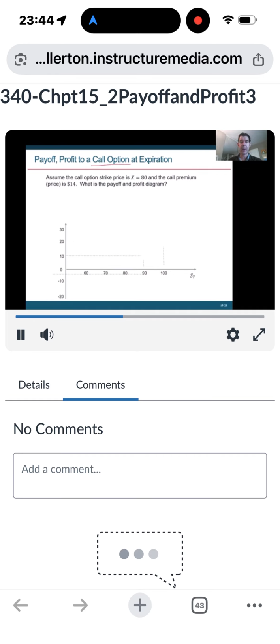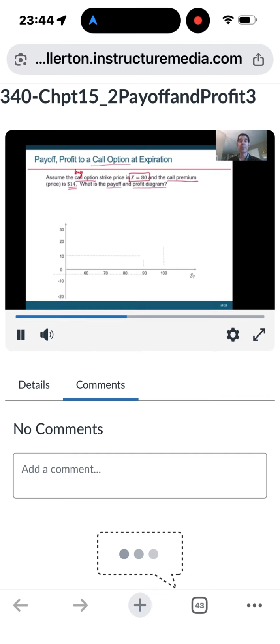And I want to calculate my payoff and my profit or loss on a call option. So here, let's assume the call option has a strike price of 80. Let's remember a call option is the option to buy, and a strike price of 80 is like having a coupon that allows me to buy a share of this stock for $80. We also have here that the call premium or the price is $14. So that's how much I pay for this option. And then here's the question, what would be the payoff and profit diagram in this case?